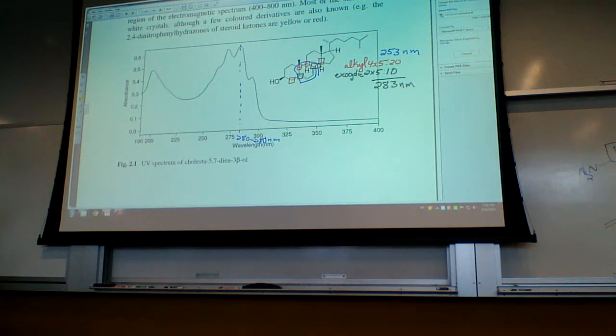There's nothing else particular about the structure that would correlate with another lambda max that we would look at. So we don't have any other conjugated systems, and so I believe that this is all from that one system. This is the homoannular diene. They have another alkene.